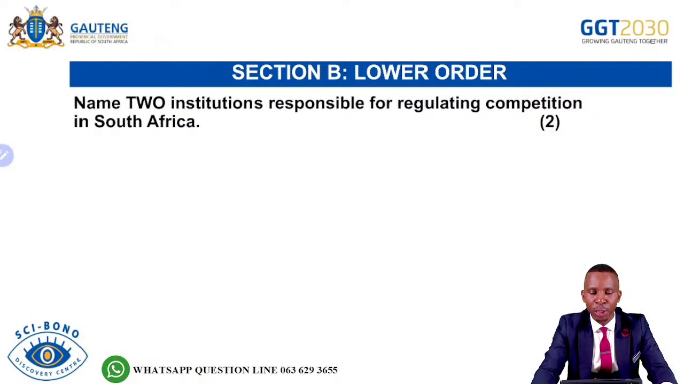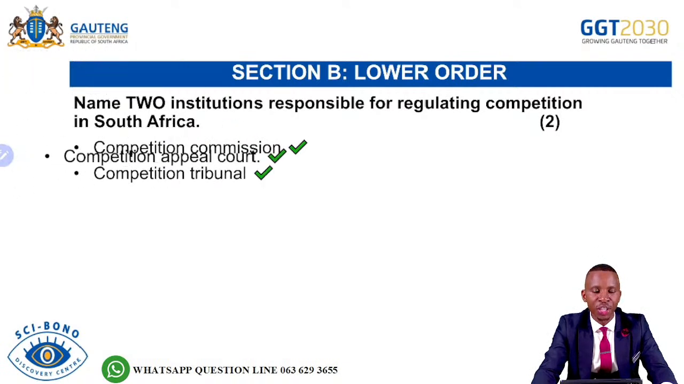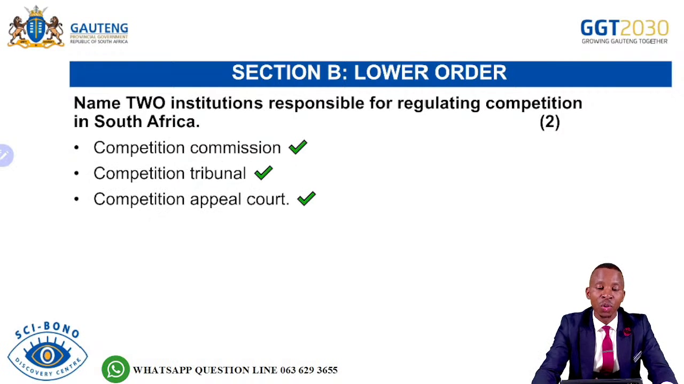Name 2 institutions responsible for regulating competition in South Africa. That's when we talk about the Competition Commission, we talk about the Competition Tribunal, we talk about the Competition Appeals Court. So with this given also, it's a lower order for now. It is very important for you to be able to give the function of each of them. Remember that the Competition Commission does the primary investigation on the alleged misconduct or anti-competitive practice or restricted practice over the business. Then after getting those findings, it will suggest the fine and transfer that information to the Competition Tribunal.